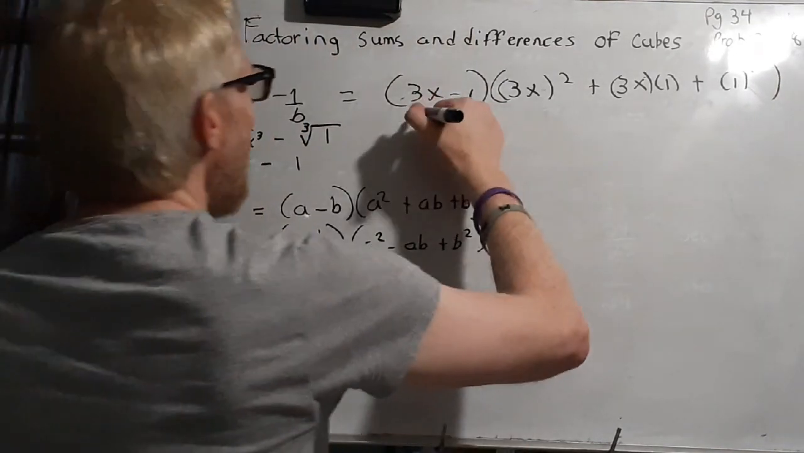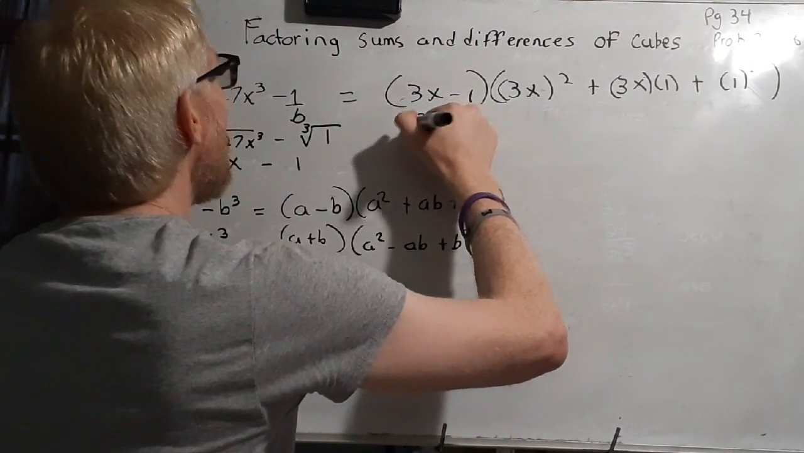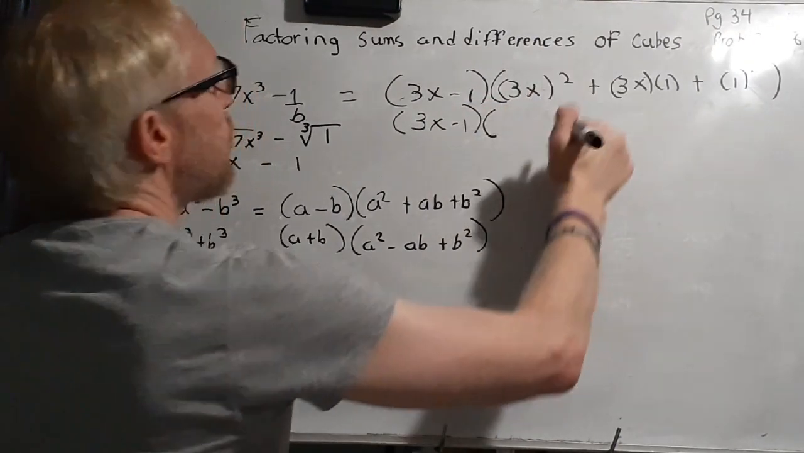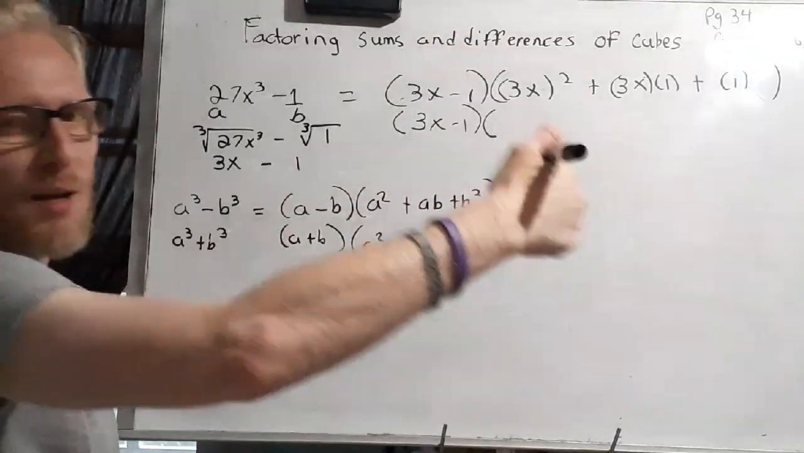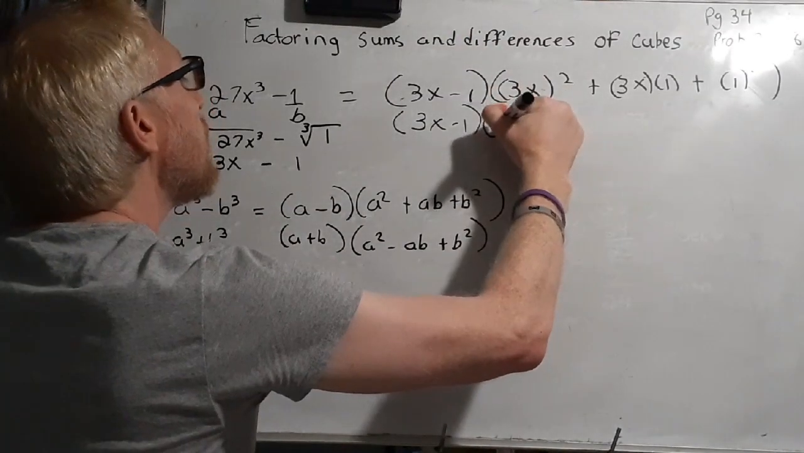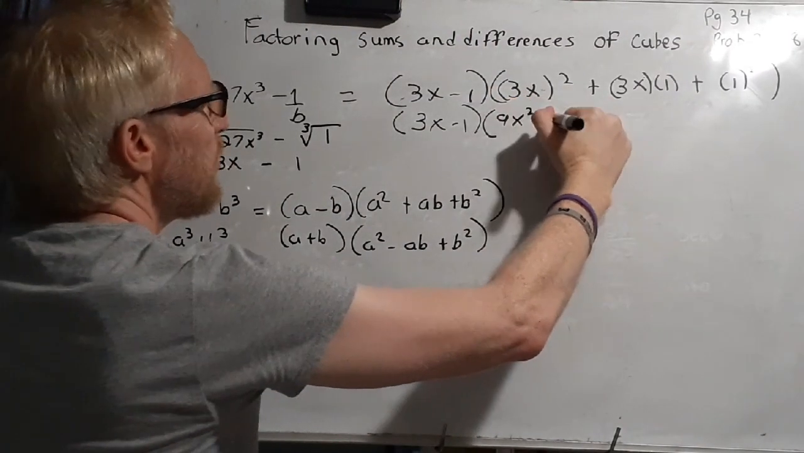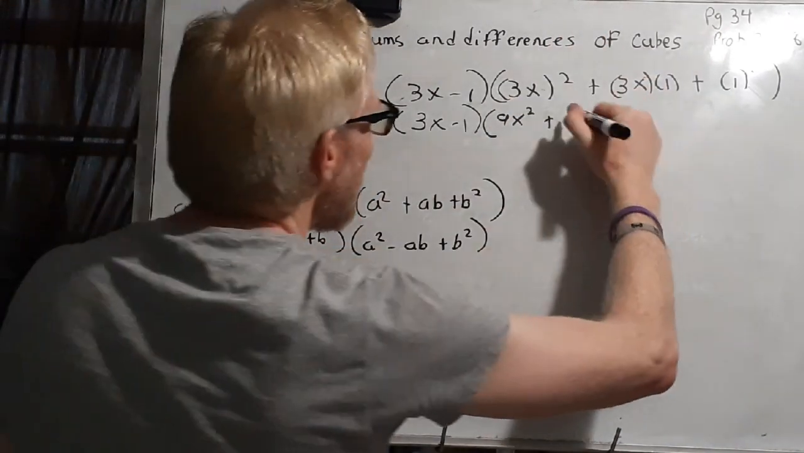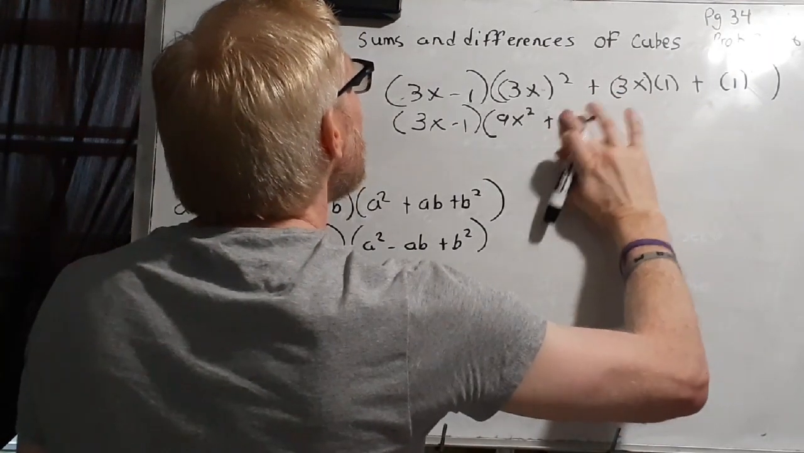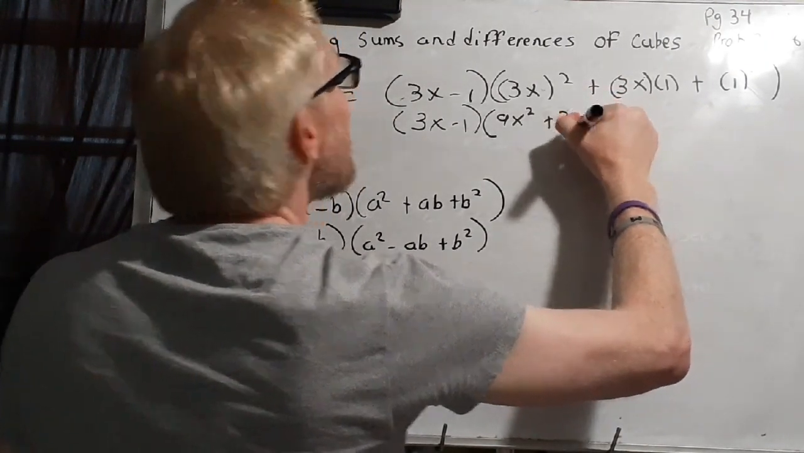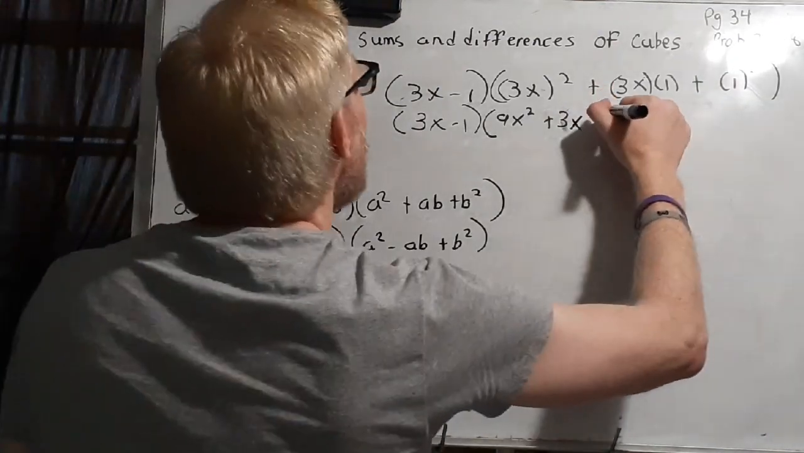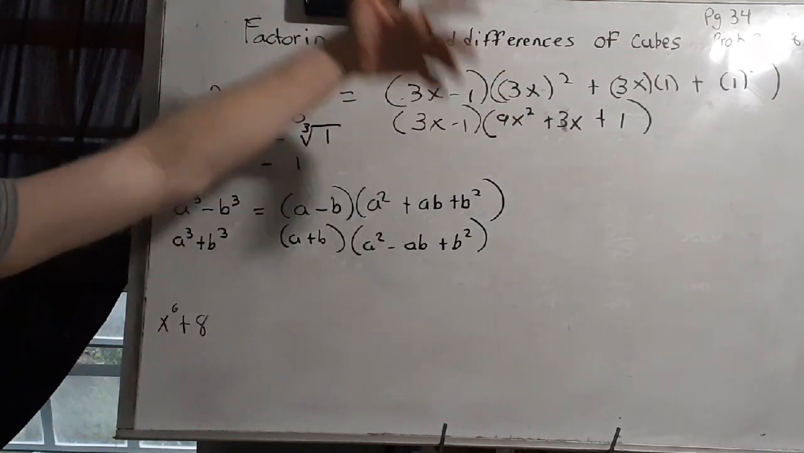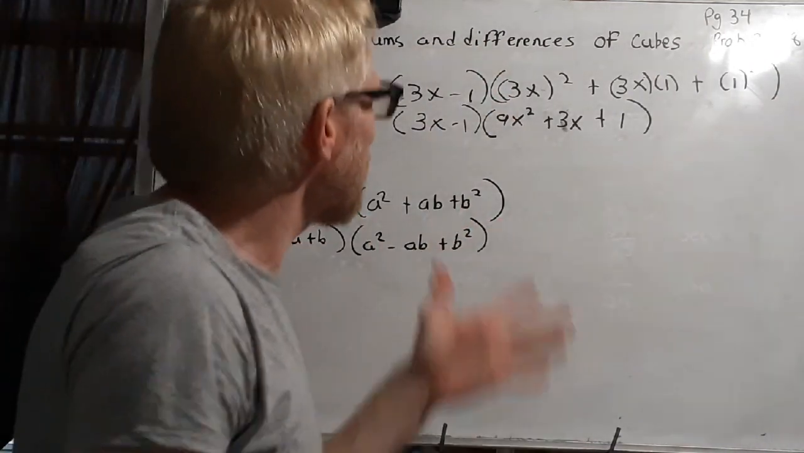So what's going to happen now is 3x minus 1 is going to stay expressed, and 3x squared is actually 3 times 3, which is 9, and x times x, which is 9x squared, and plus 3x times 1, which is 3x, and 1 squared, which is 1. So our final answer is actually 3x minus 1 times 9x squared plus 3x plus 1.